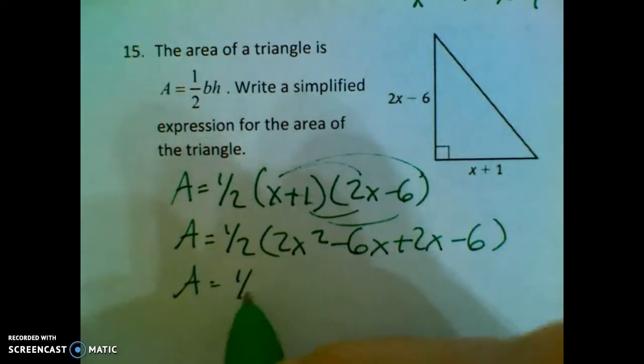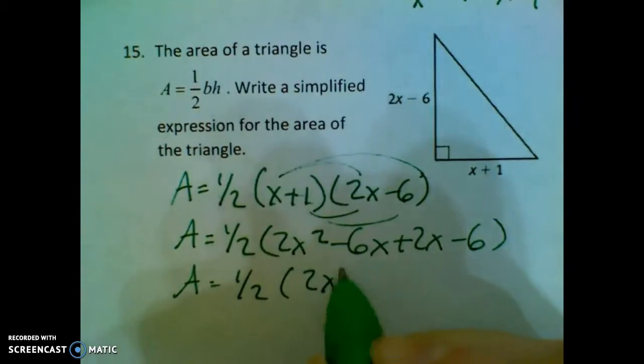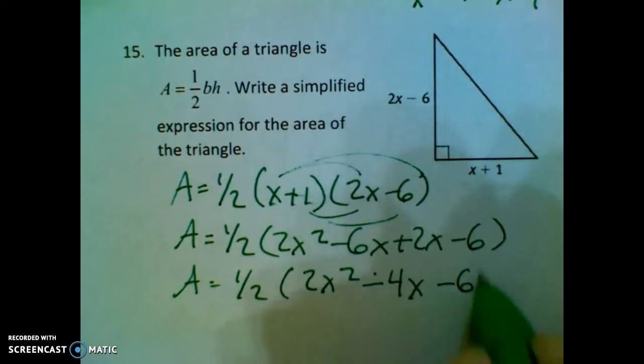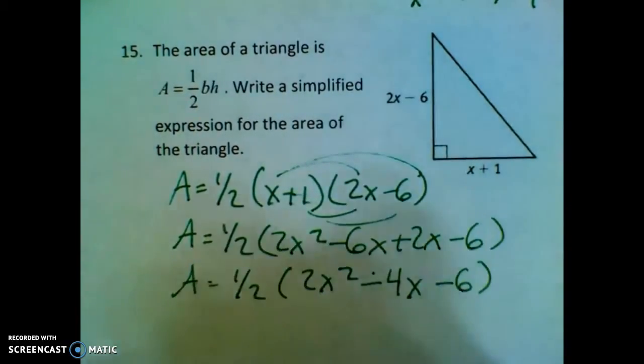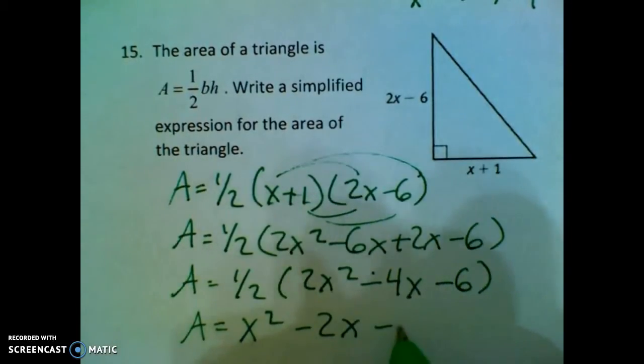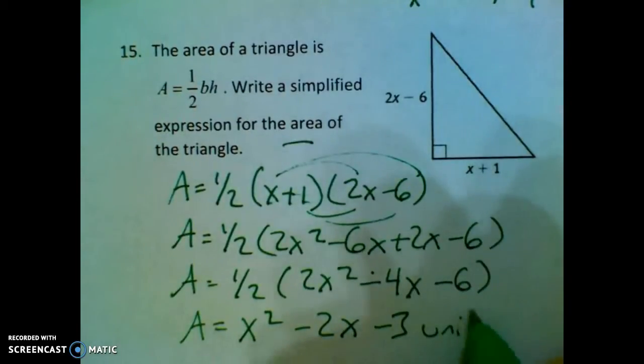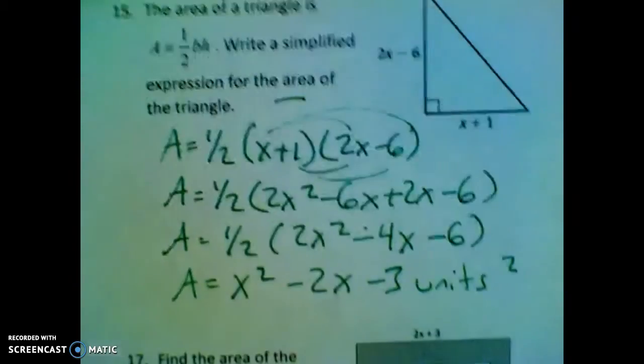A equals 1/2 times 2x squared, oops, I almost put the wrong thing. Negative 6x and a positive 2x is a negative 4x minus 6. I'm just going to cut everything in half. So A equals x squared minus 2x minus 3. But this is area, so it's going to be units squared.